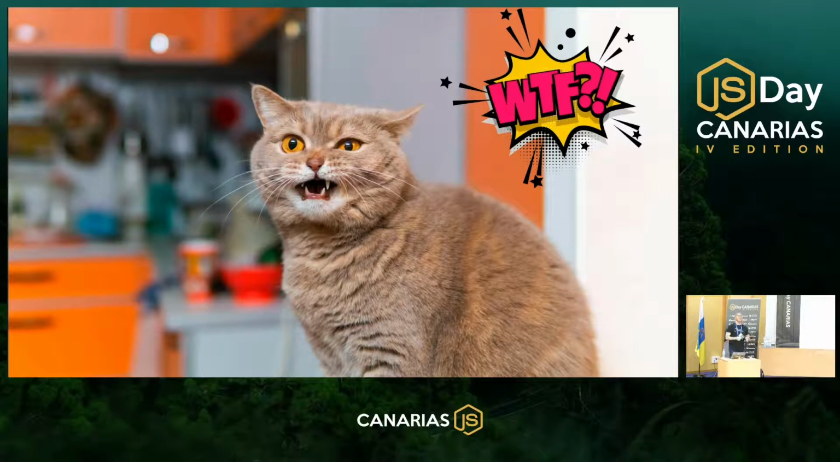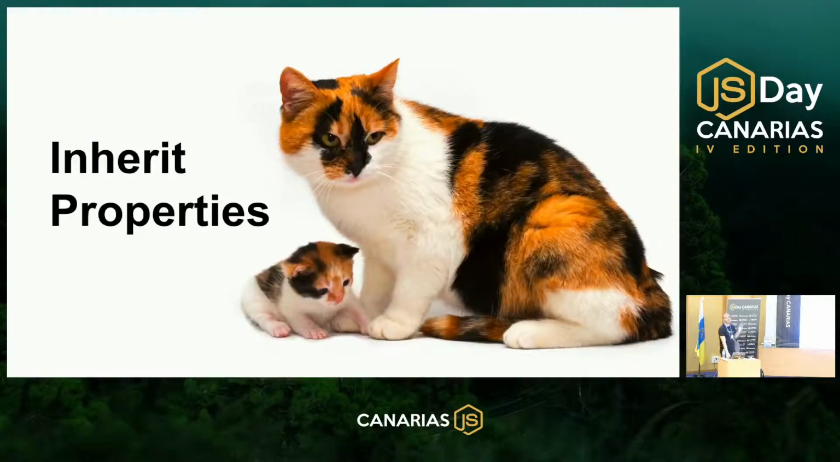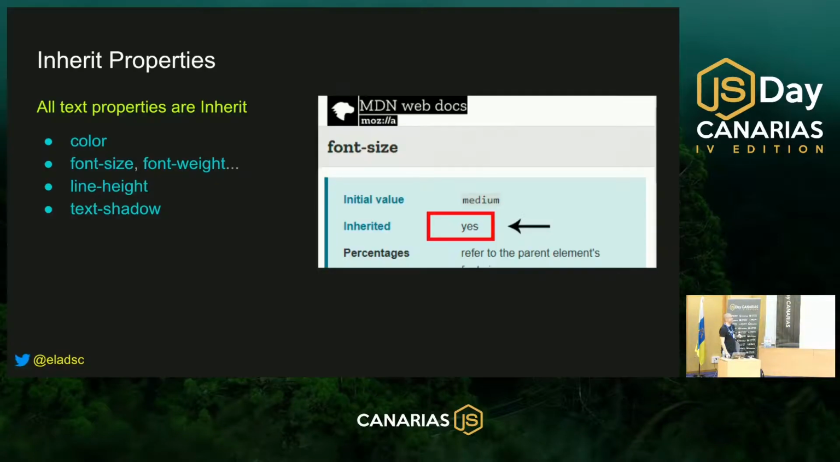What does it mean? For that, we need to talk about another very special thing. In CSS, we have two groups of properties. The first group of properties is the inherited properties, and the second group of properties is the non-inherited properties. Let's start with the first group, inherited properties. In this group of properties, we have all the typography properties. Think about it. When you are using color of text, font size, font weight, line height, text shadow, if you are putting it on a container, it will automatically affect all the inner elements. But why is it affecting all the inner elements? Because those properties by default have a special behavior of inheritance.